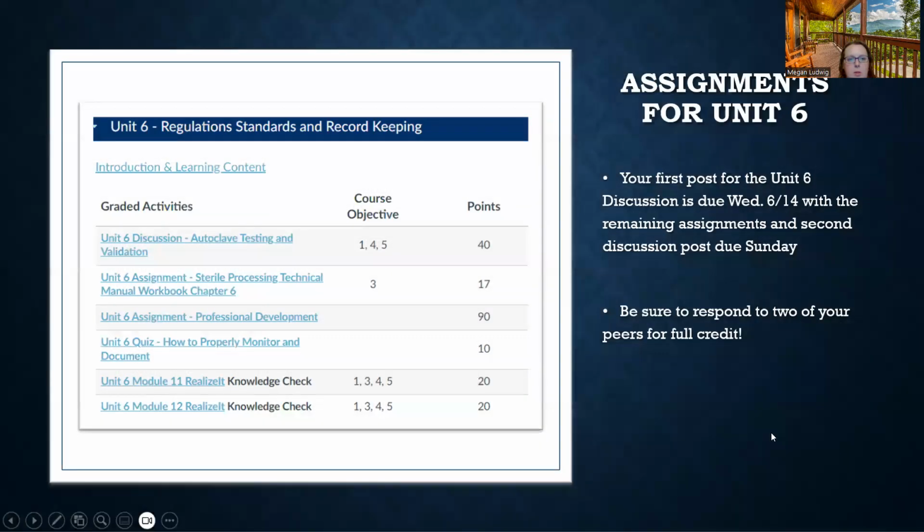So here are our assignments for Unit 6 for this week. Notice you've got a big one here, 90 points on a professional development type paper. So just to give you a heads up there, and then like always, make sure you're doing your initial discussion post by Wednesday and responding to two peers by Sunday. Some of you are still missing the two peers part. I know the second half of the week tends to get busy, but just keep track of that because we're wrapping up our unit, our quarter essentially.